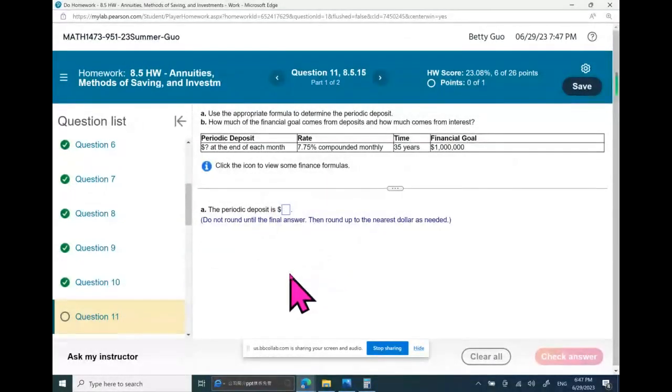And this one is the same as earlier. Please take a picture or write down quickly the information, and we are going to use the app. Let's look at the information. We are looking for the periodic deposit. We are given annual interest rate compounded monthly. Finally, we have something monthly. Time is 35 years. Financial goal is $1 million.